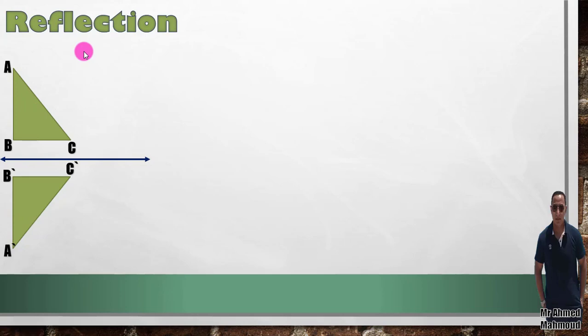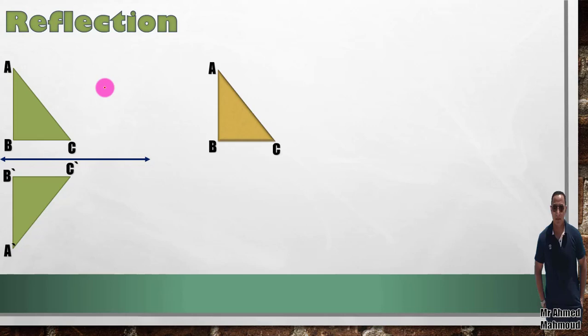In another example, if I have a letter K like this, and I have an axis or mirror, its image will be like this. And if I have a letter, for example E, like this, and the axis here, its image will be like this. All of these are cases of a reflection. Now let's study another transformation.